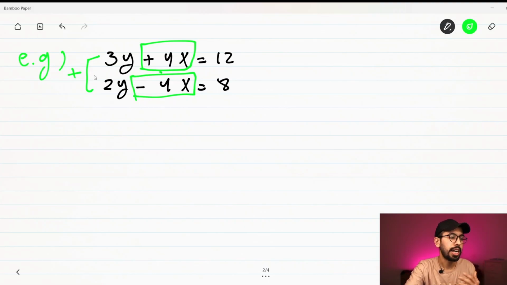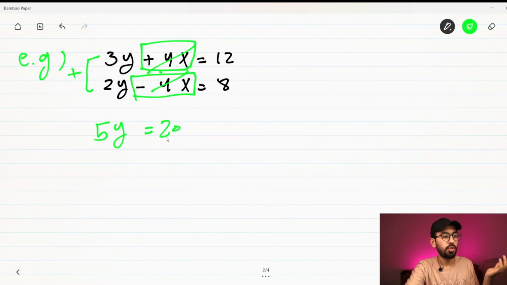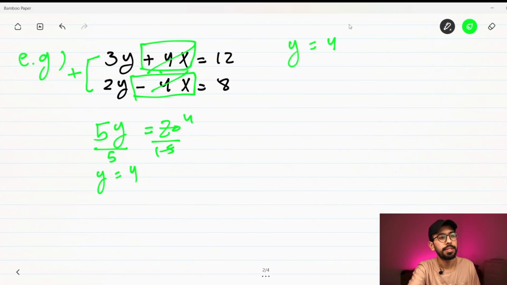So how can we do that? Now 3y plus 2y is 5y. 4x and minus 4x will eliminate each other, and we will have 12 plus 8, which is 20. Now we solve a normal linear equation for y in order to get the exact value of y. We divide the two sides by 5, and the y will be equal to 4. Our y is 4. Let's type it here: y is 4.